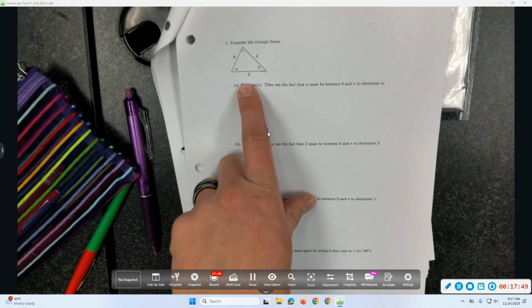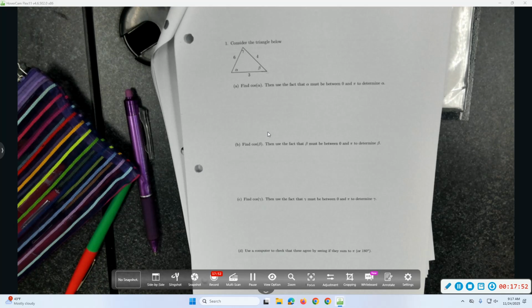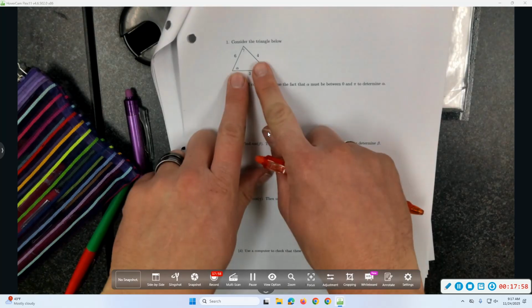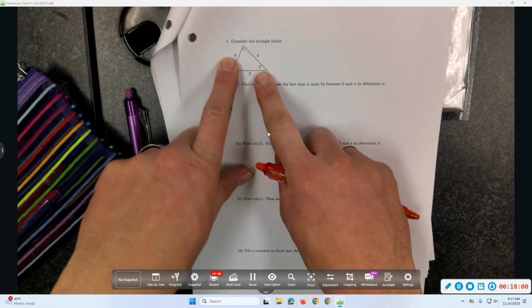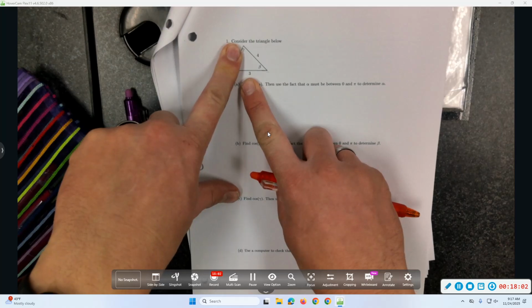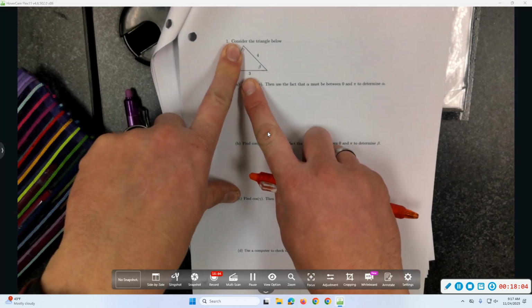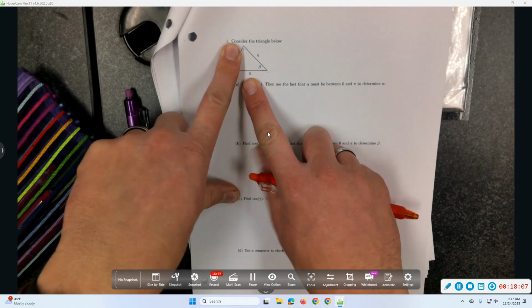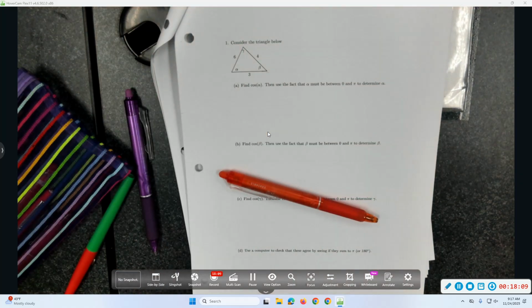There's a triangle. I know all three sides. So I'm not in a situation where I can use the law of sines. I don't know that opposite pair, don't know that opposite pair, don't know that opposite pair. But I am set up to use the law of cosines.